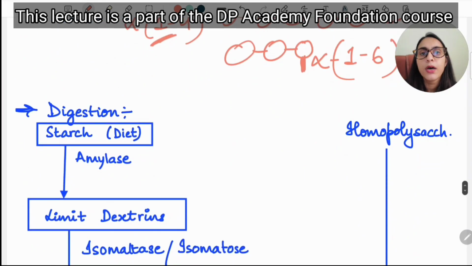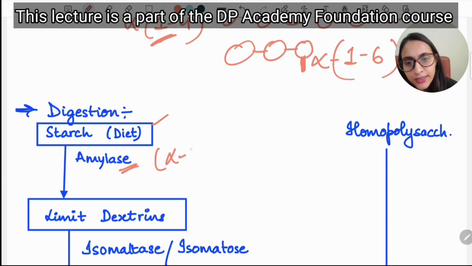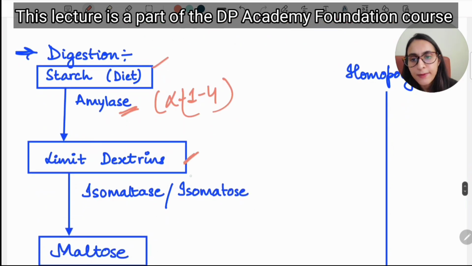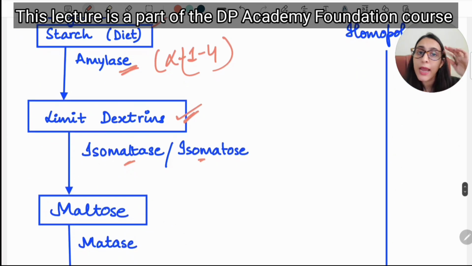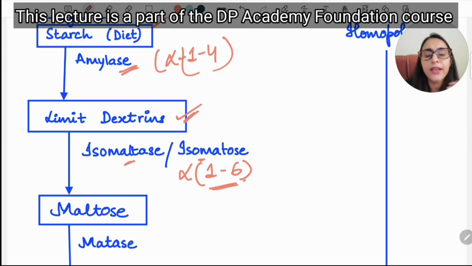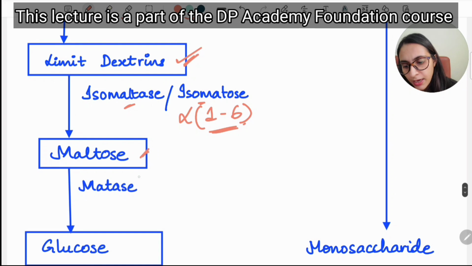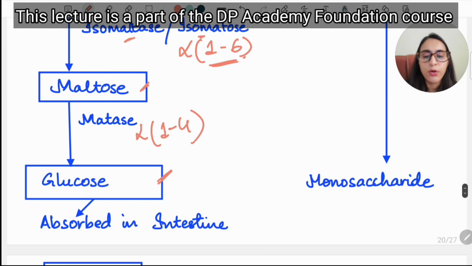So the digestion of a homopolysaccharide, that is starch, taken in the diet, starts in the saliva itself. Saliva has the salivary amylase enzyme. Amylase breaks the linear chain, that is the alpha 1,4 glycosidic bond. This we have already covered. And limit dextrins are the product that is formed. Isomaltase acts on isomaltose, which is formed by an alpha 1,6 bond. So alpha 1,6 is the branching point, and it breaks the branching point. Then it forms maltose, and the maltase enzyme again breaks the alpha 1,4 bond and forms glucose, which is absorbed in the intestine.